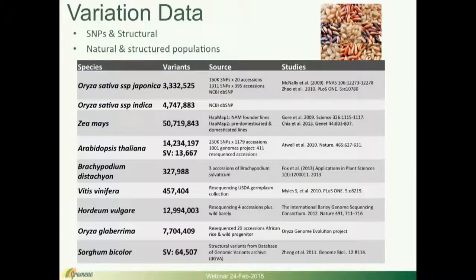For variation data, we have SNPs and structural variation for 9 species. And for some of these, we have quite a bit of data. For example, in maize, we have over 50 million variant alleles. But we also have lots of variation in rice, in barley, sorghum, Arabidopsis, et cetera.